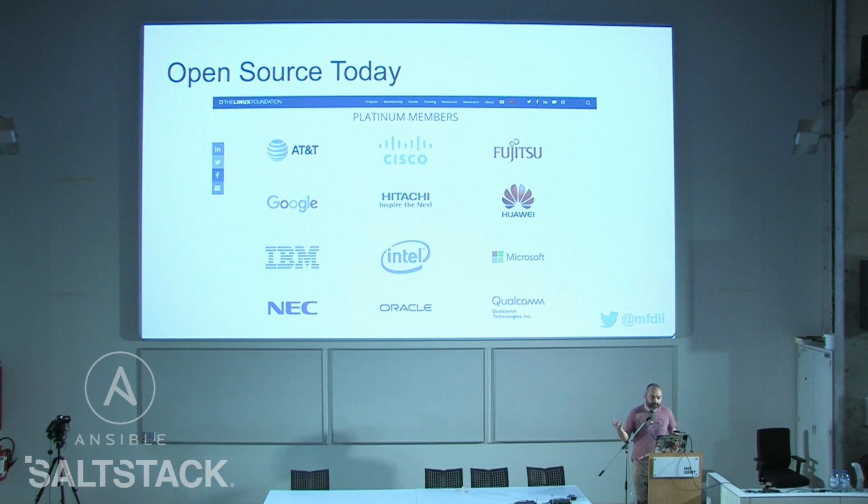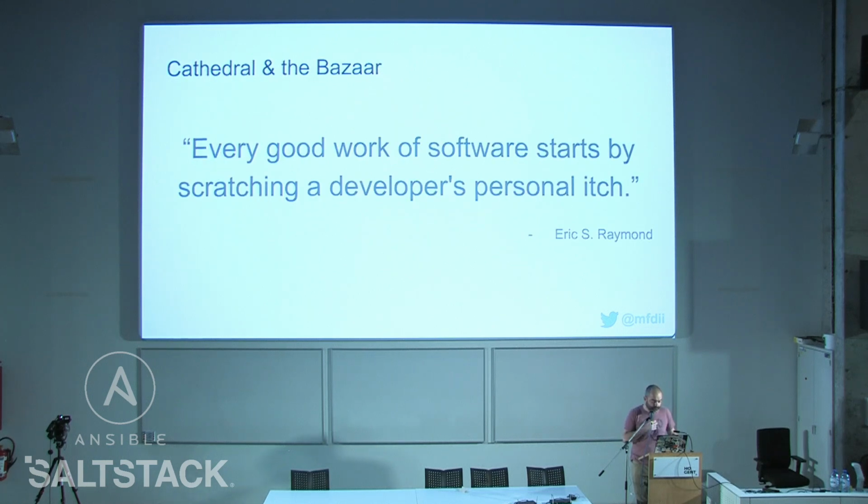But if you look at what open source is today, each one of these platinum member spots costs 500,000 US dollars. So that's a lot of money. Now there's a lot of money involved in open source, and we've started to get away from our roots. So I go back to this quote from Eric Raymond: every good work of software starts by scratching a developer's personal itch.